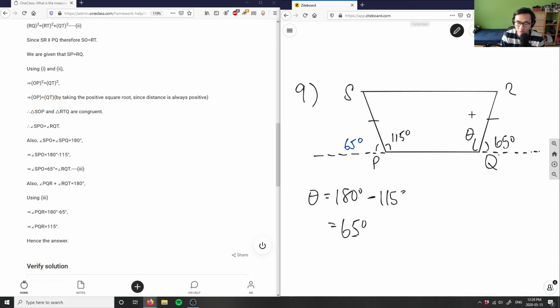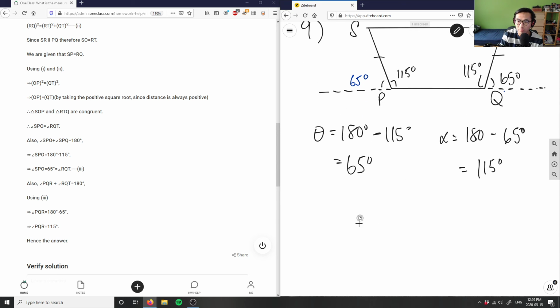Actually, I'll make this angle alpha here. So angle alpha here is simply 180 minus the 65 degrees, and this here is simply 115. So this is going to prove that this angle here, PQR, is 115 degrees. Therefore, we can write that angle PQR equals 115 degrees here.